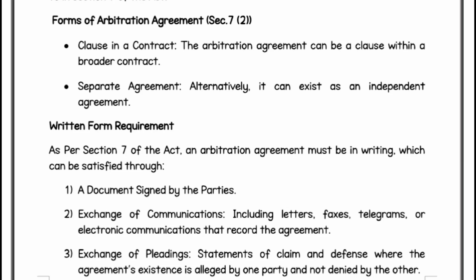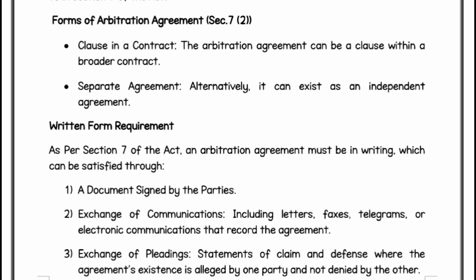Then comes the written form requirement. As per Section 7 of the Act, an arbitration agreement must be in writing, which can be satisfied through the following. The arbitration agreement can never be oral, it should be in writing. First, a document signed by the parties. Then, an exchange of communication, including letters, fax, telegrams or electronic communication that records the agreement. Then, an exchange of pleadings, that is, statements of claim and defence where the existence of the agreement is alleged by one party and not denied by the other.